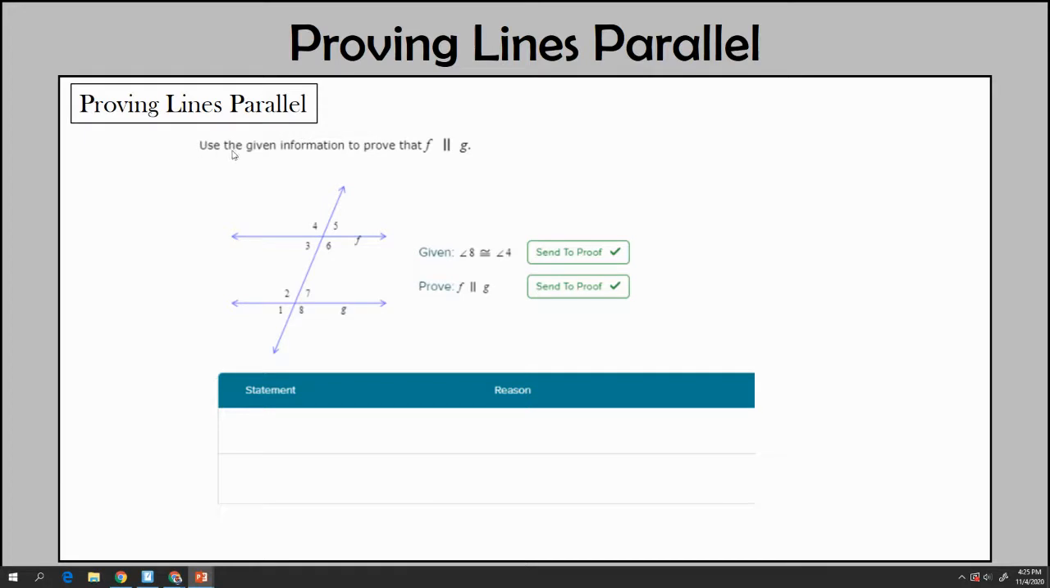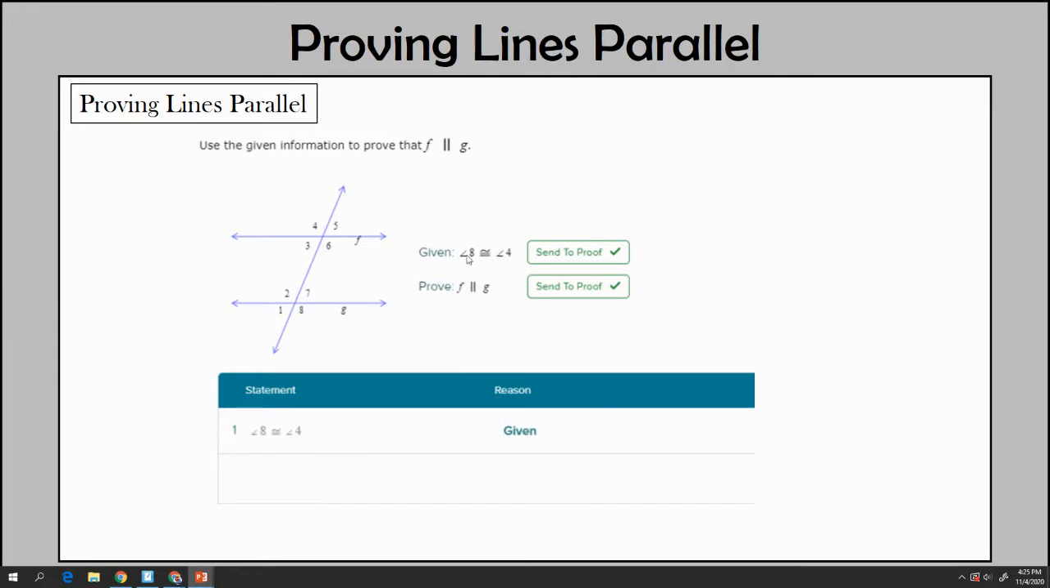So in this first example, they're saying use the given information to prove that F is parallel to G. We're given that angle 8 is congruent to angle 4. Obviously, we're trying to prove F parallel to G. Well, if I look up here, always try to look to see how you're going to get your proof accomplished first. I see angle 8 and angle 4 are alternate exterior angles, and they're telling me they're congruent. Well, we just had a theorem that said if alternate exterior angles are congruent, then the lines have to be parallel.